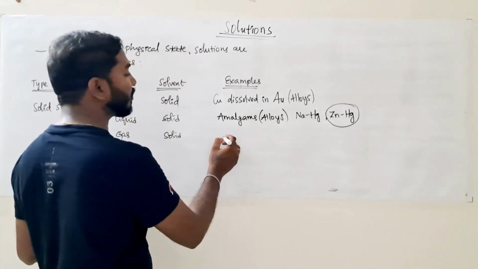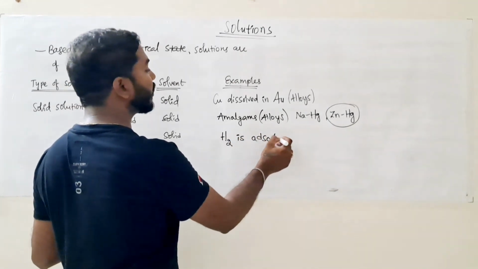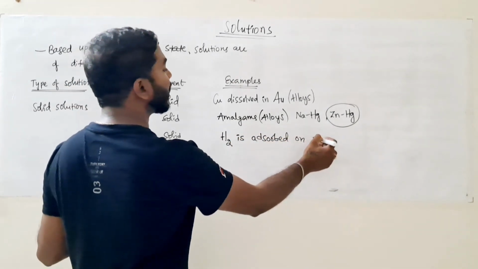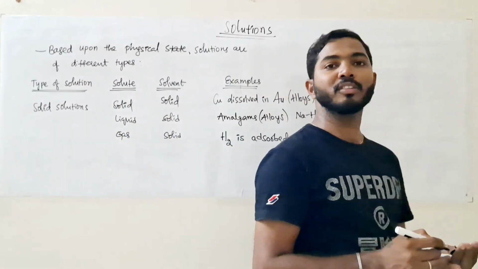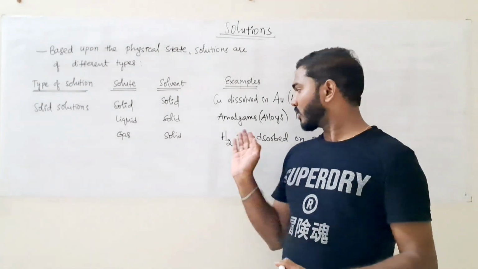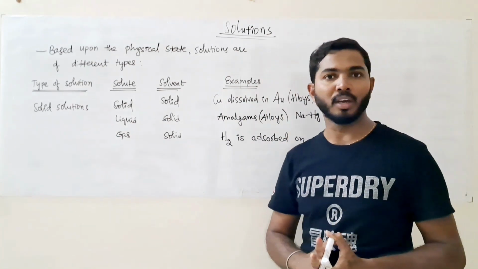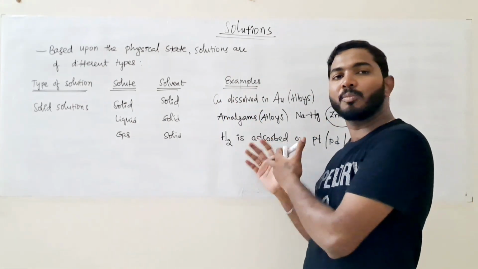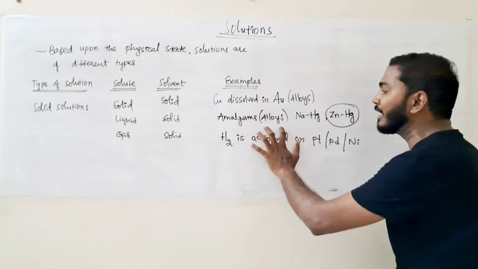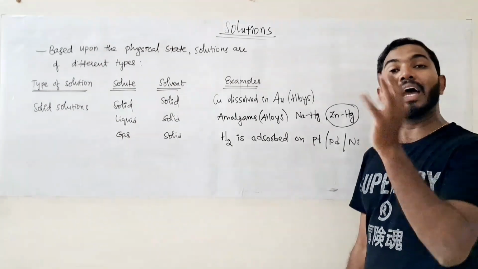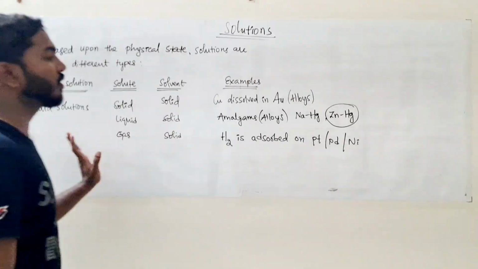Next, gas in solid type of solution: H2 is adsorbed on palladium, or maybe platinum or nickel. Actually, this process is called adsorption. We are going to talk about adsorption in depth in surface chemistry, where we have a separate concept called adsorption. So just try to understand any gas is adsorbing, not absorbing, beta. It's adsorbing on any of the metals. Please try to take the screenshots.